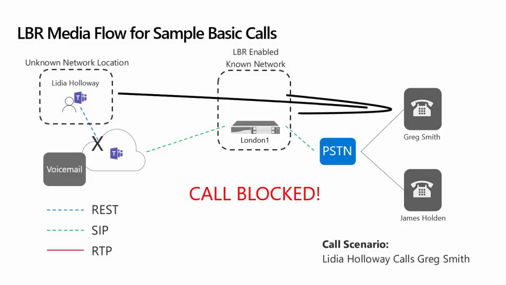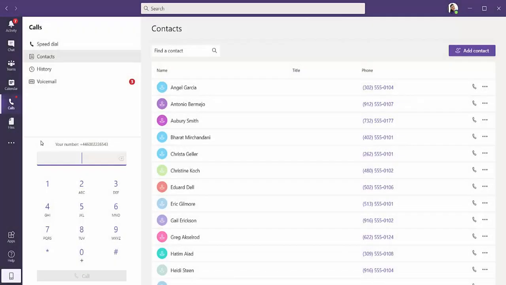Now, when Lydia tries to call Greg from the same unknown location, the call is blocked. This is to prevent Lydia making a toll bypass call out of the London SBC.